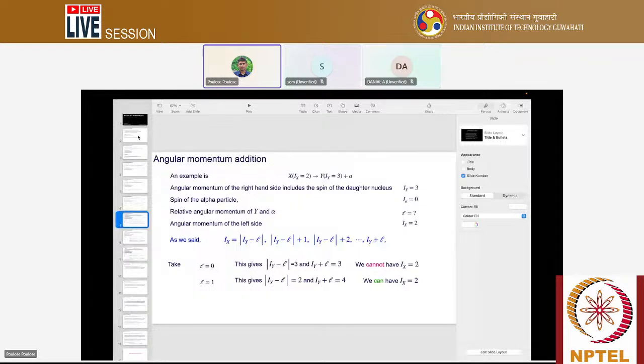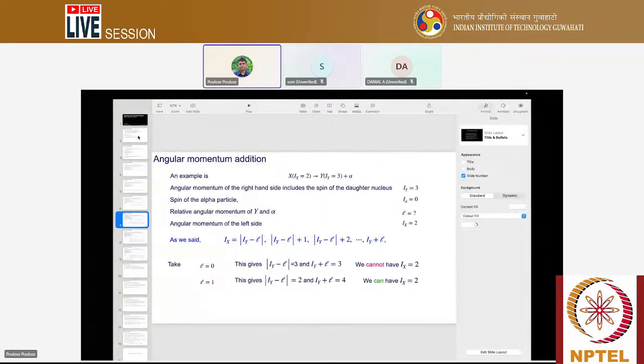How about L equal to 1? In the L equal to 1 case, we can take Iy minus L, that is equal to 2, and Iy plus L, which is equal to 4. So certainly Ix can be anything between 2 and 4, or 2, 3 and 4.